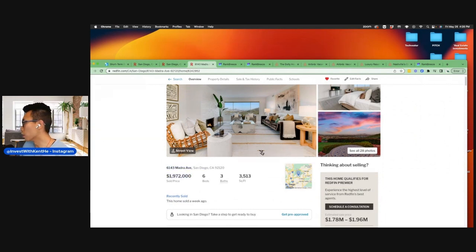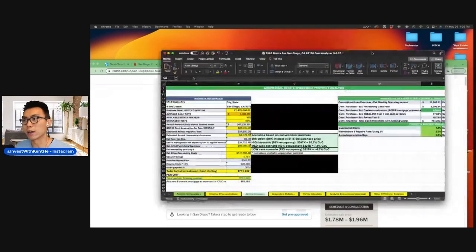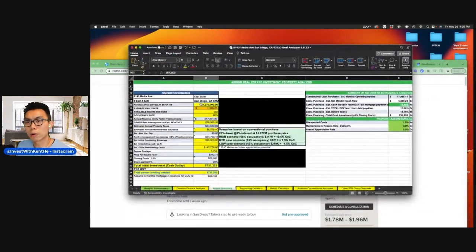$1.972 million. And I'm going to pull up an Excel file now so you guys can actually understand how I analyze a deal. So I plugged in the purchase price here. I put in $13.99 as an average daily rate.